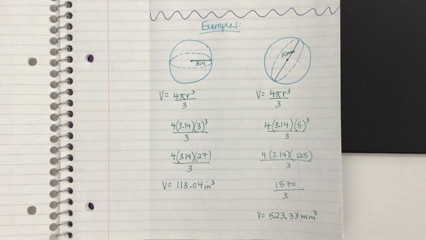So as you notice, whenever we have any type of circle in our figure, we're always going to be dealing with pi, and we're always going to be dealing with the radius. So these are examples for the spheres. So we just went over cylinders, cones, and spheres. And if you have any questions, please feel free to let me know.